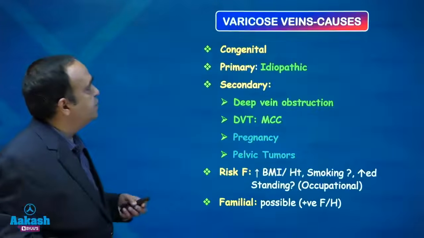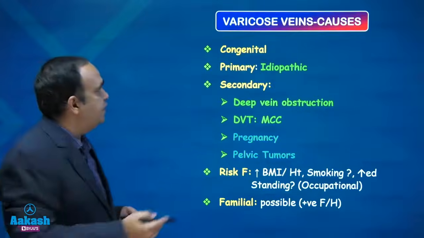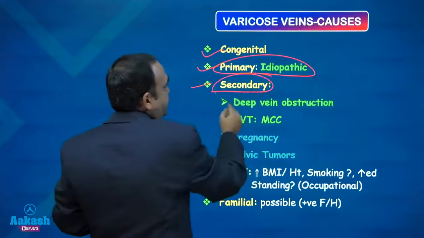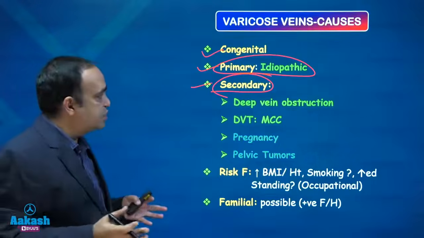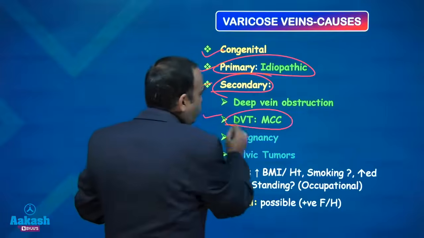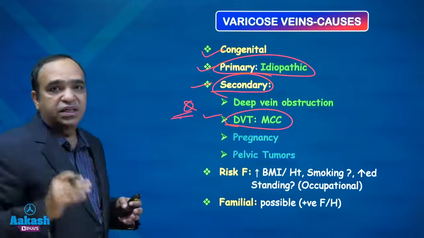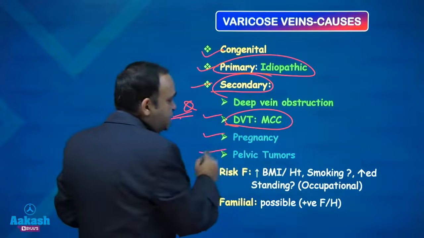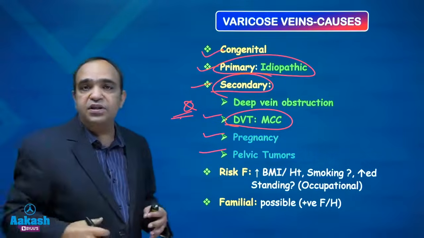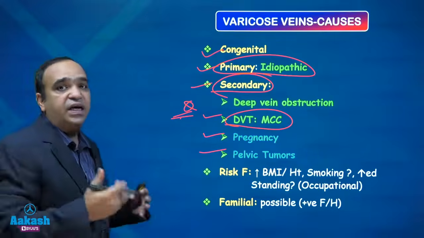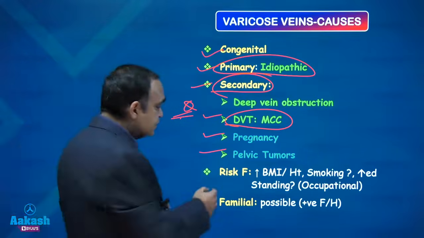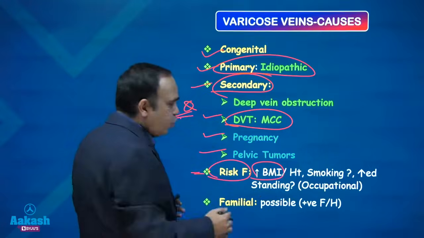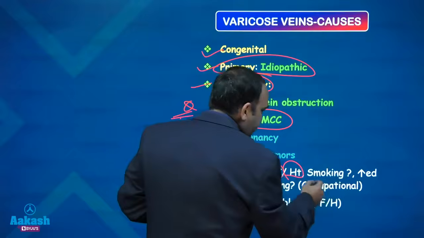tortuous and dilated. Now the causes of valvular failure: congenital, primary, which is idiopathic; secondary is deep venous obstruction, most important cause, and the most common cause overall, again very important question, deep vein thrombosis, right? Secondary varicose veins. Then pregnancy, pelvic tumors can cause compression of iliac veins in the pelvis and can cause secondary varicose veins. Now other risk factors, increased body mass index or tall people, more height, slightly higher risk.